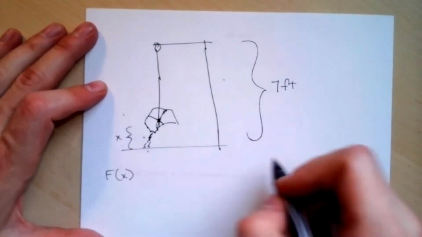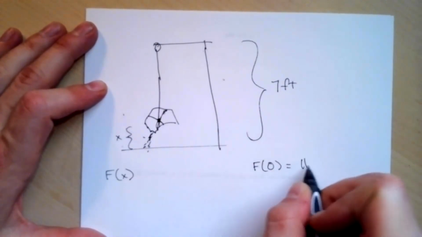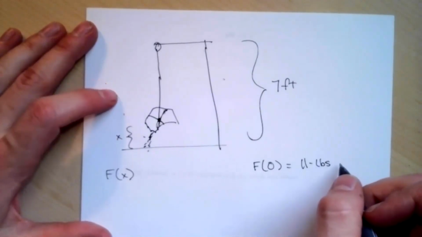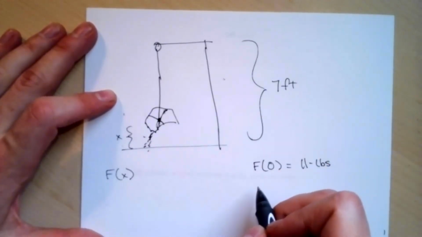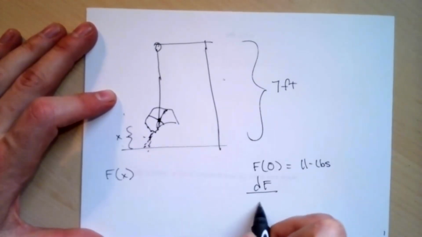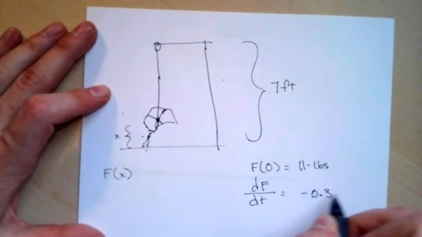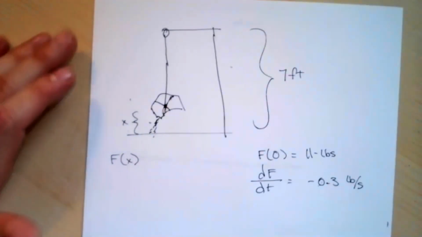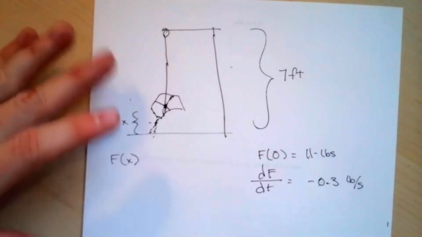Other things we know is that f of 0 is 11 pounds. We also know that the sand is leaking out of the bag at 0.3 pounds per second. So our trouble with this problem is we have 2 independent variables at the moment, both x and time, where x is our height.